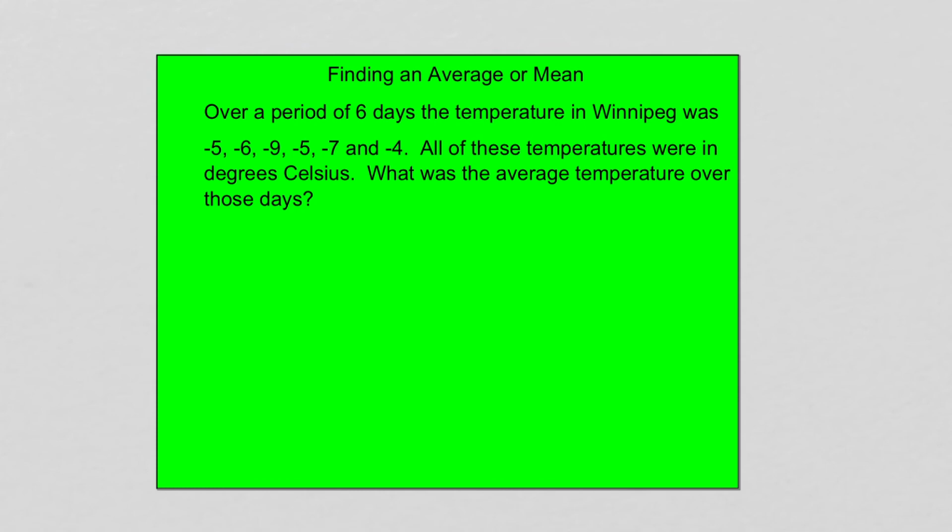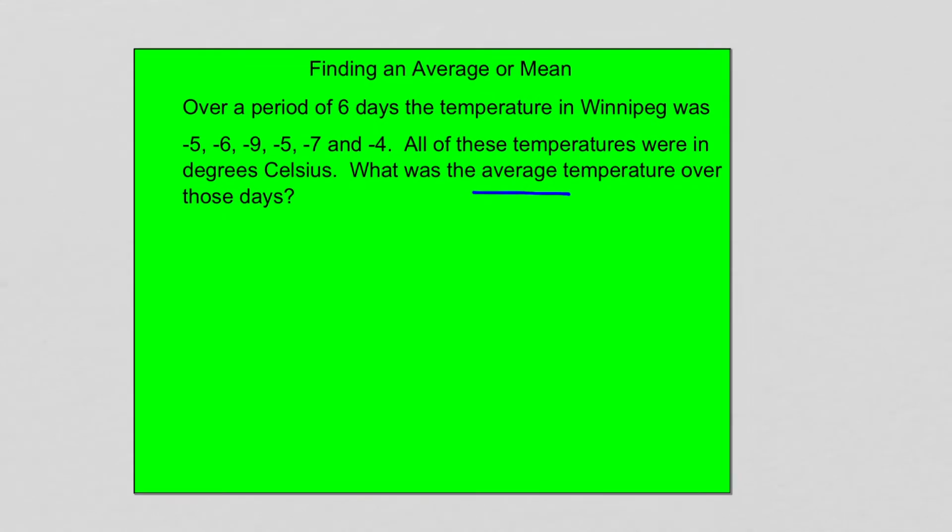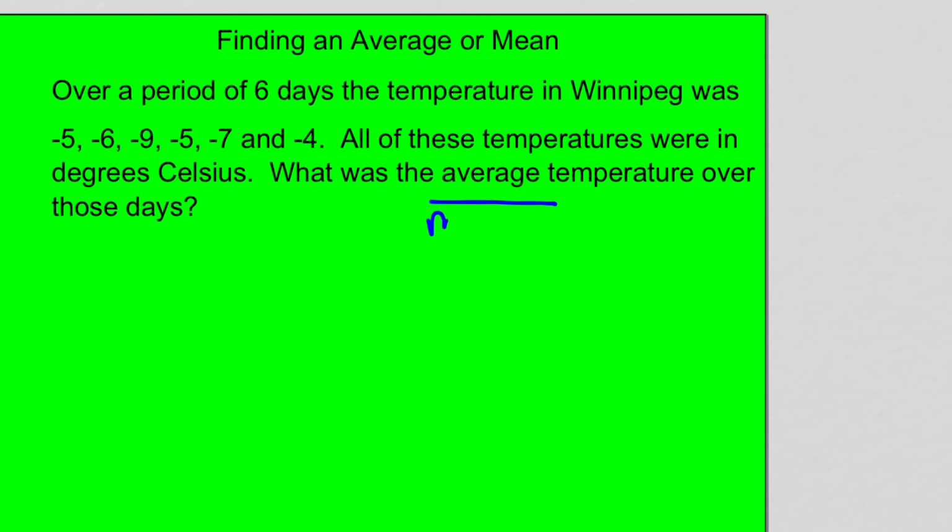So a common question where you might see this with integers is temperature. Over a period of 6 days, the temperature in Winnipeg was negative 5, negative 6, negative 9, negative 7, negative 5, and negative 4. All these temperatures were in degrees Celsius. What was the average temperature over those days? And another way we say average, we also say that's the mean.